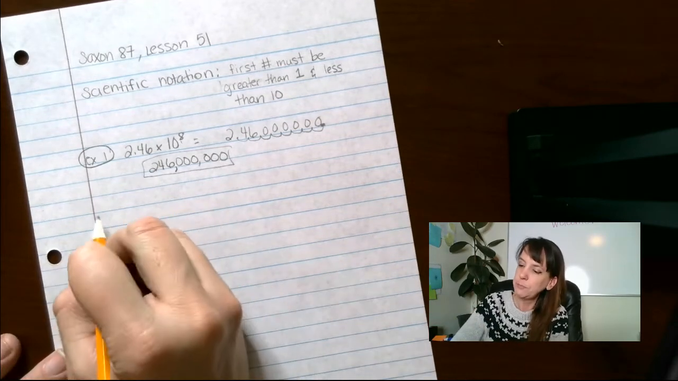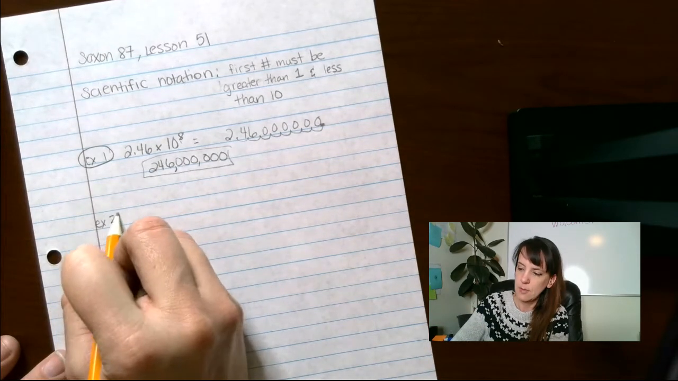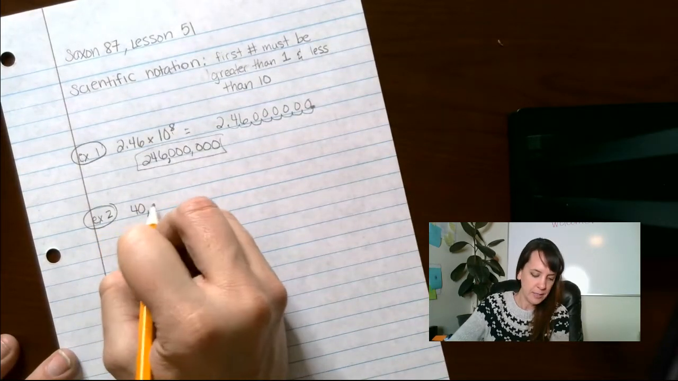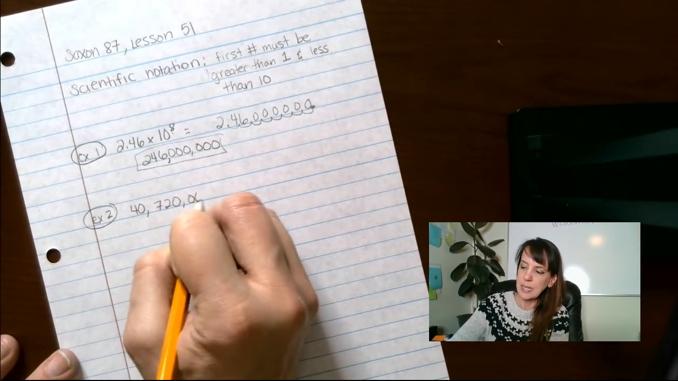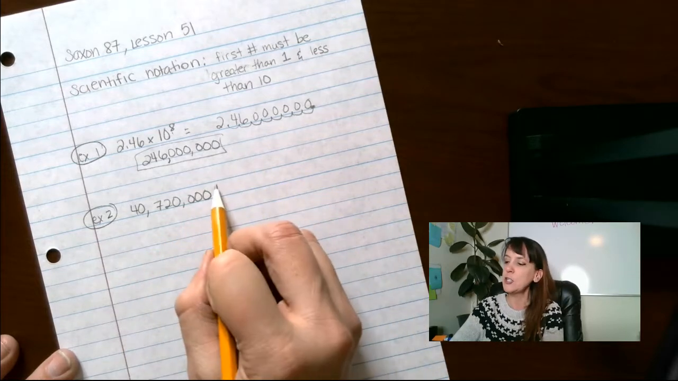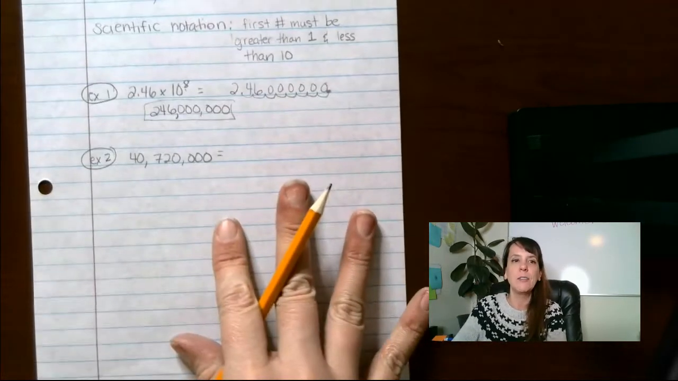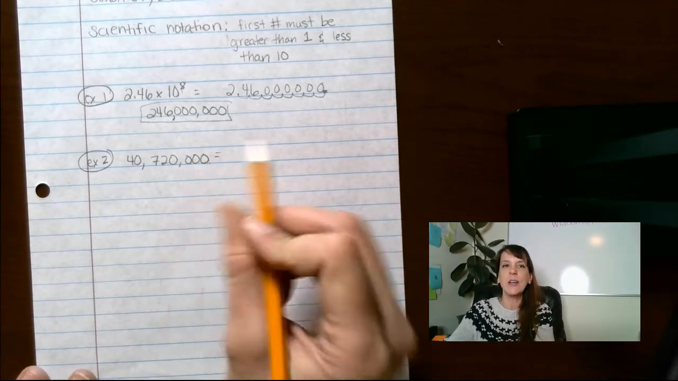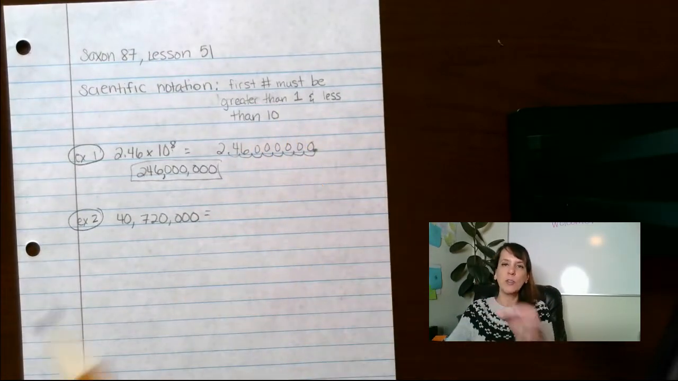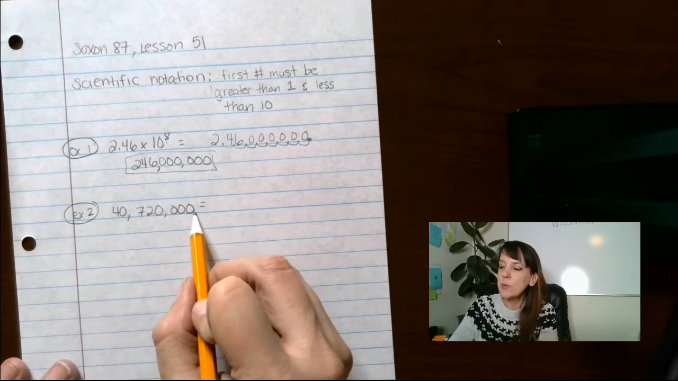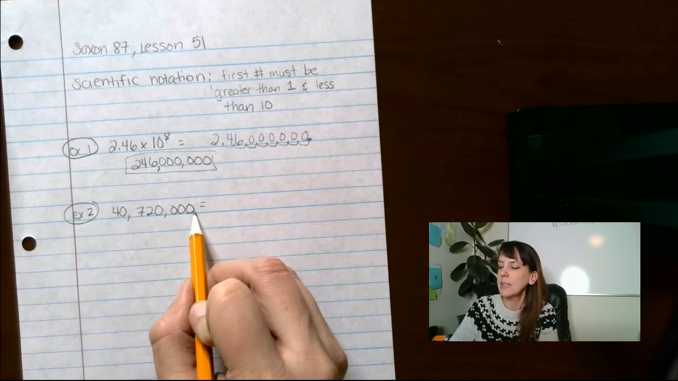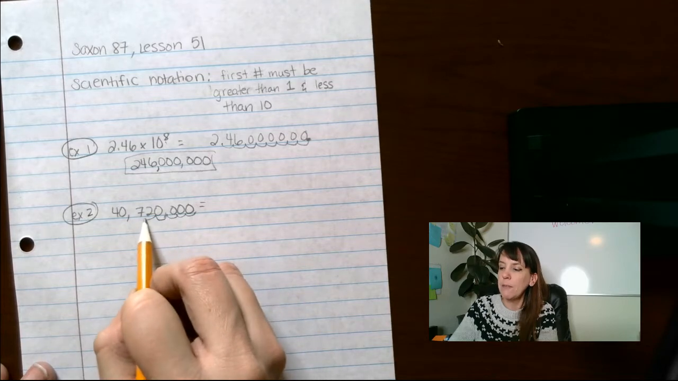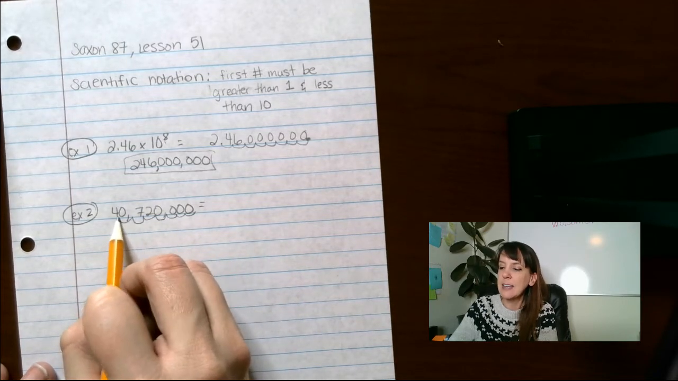Example number 2. Write 40,720,000 in scientific notation. Again, if a decimal is not shown, it's at the end. So our decimal is here, and we want our number to be greater than 1 and less than 10, which means we need to move this decimal until we get that. So we're going to go 1, 2, 3, 4, 5, 6, 7.